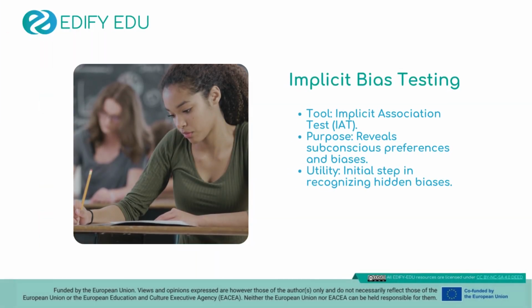Implicit bias tests, such as the implicit association test, IAT, are valuable tools for revealing subconscious preferences and biases. The IAT measures the strength of associations between concepts, such as race or gender, and evaluations or stereotypes. By highlighting implicit biases, these tests serve as a critical first step in recognizing and addressing hidden prejudices. Understanding these subconscious preferences allows individuals to become more aware of their automatic judgments and reactions.